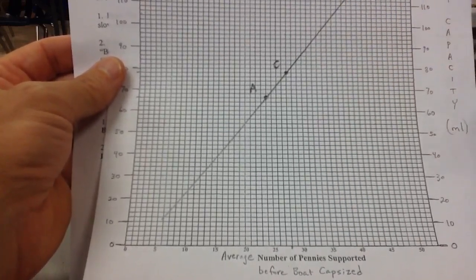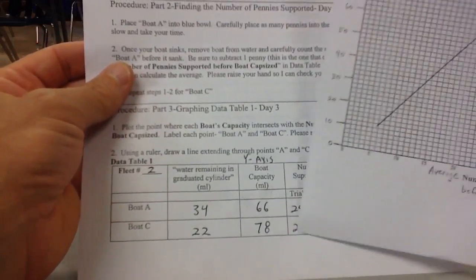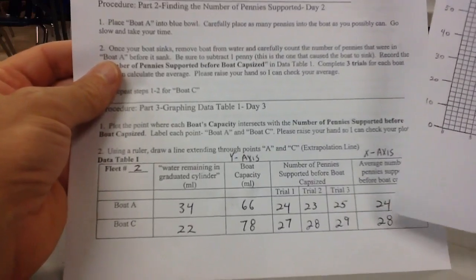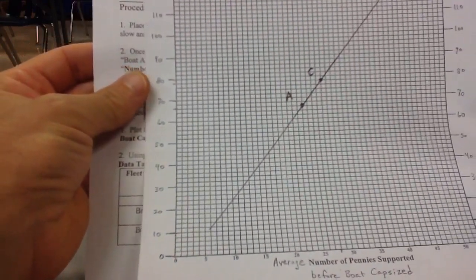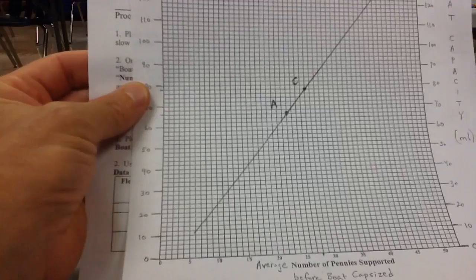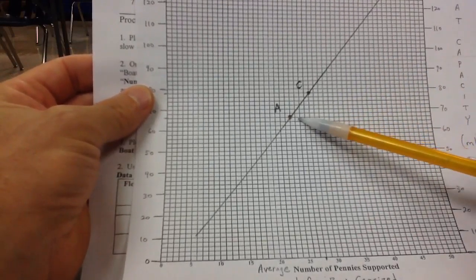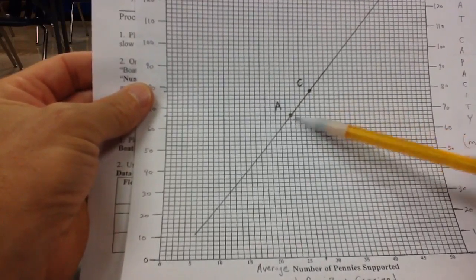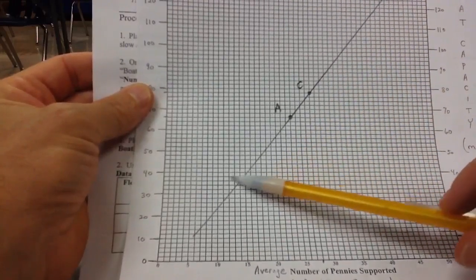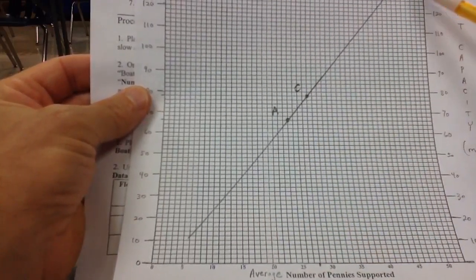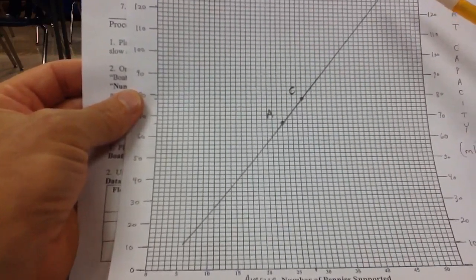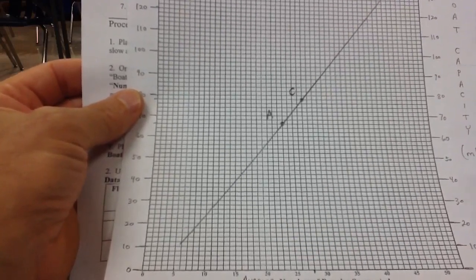and then we did it for boat C, and C's coordinates were 78 and 28, and that's where C showed up. And then we took our ruler and we extended the line through the 2 points all the way through. This will be one straight continuous line, and this will be called our extrapolation line or our prediction line.